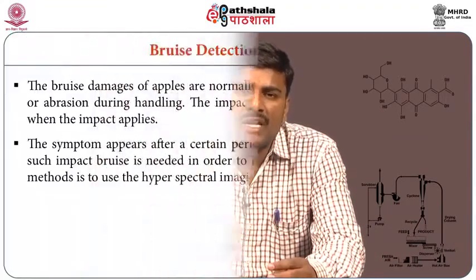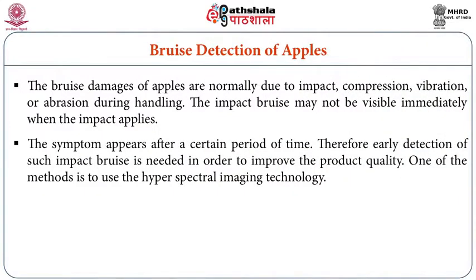So these bruises are sometimes very minute and you cannot identify them, but over a period these bruises develop, and they may become a habitat for the growth of microorganisms, and it further spoils your fruit. So when any small, minute or tiny bruise is there on the fruit, you can identify it very well by using imaging and spectral methods. This hyperspectral imaging technology is very useful to detect minute bruises in the fruit.